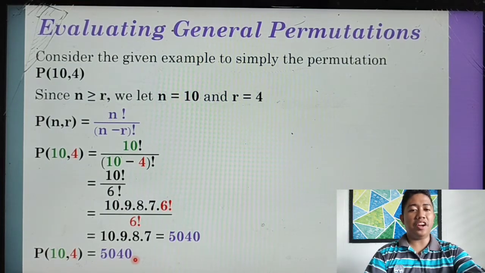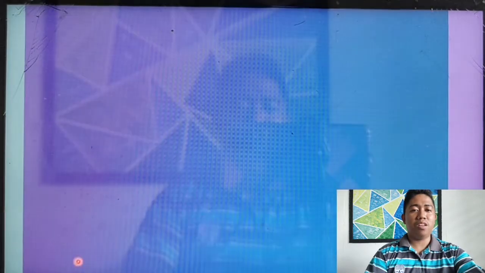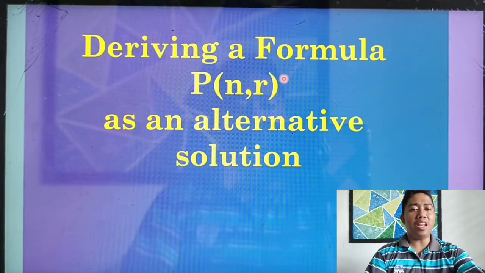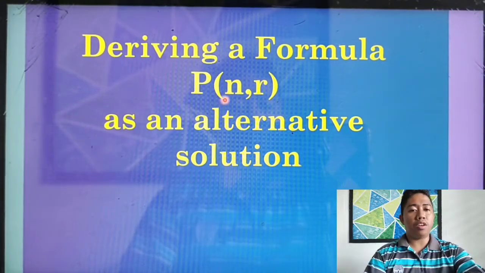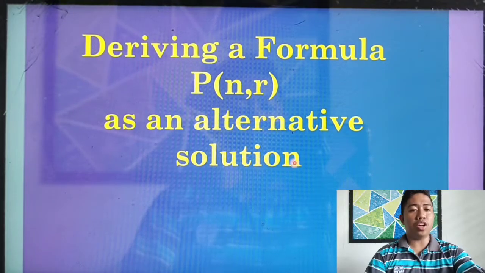So it is clear how we are able to solve and simplify permutations using the n and R values. Okay, let's move on. In order for us to derive the formula of the general permutation P(n, R), the permutation of n taken R at a time, we will look at an alternative solution.